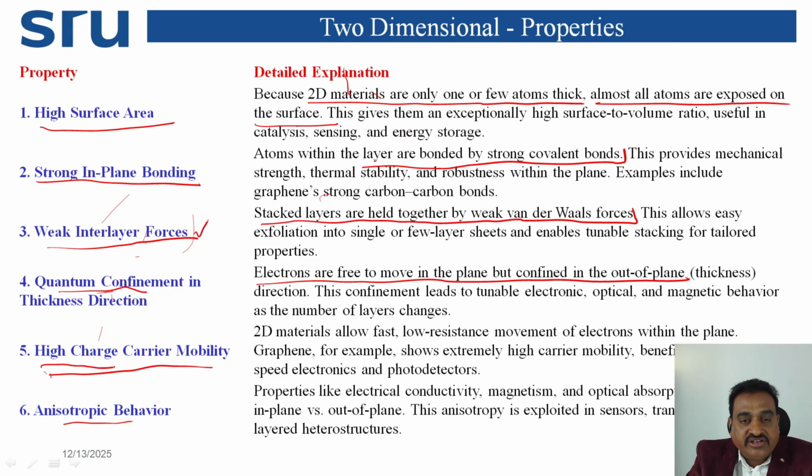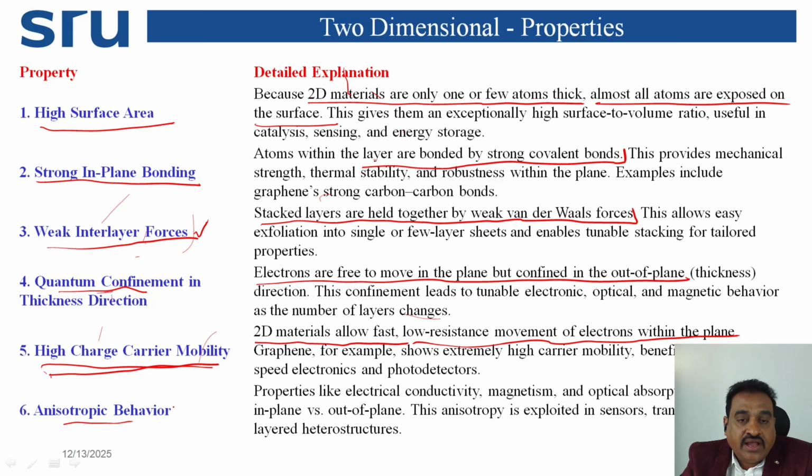So, high charge carrier mobility. You see here, two-dimensional materials allow fast, low resistance movement of electrons within the plane. Graphene, for example, shows extremely high carrier mobility, beneficial for high speed electronics and photodetectors.